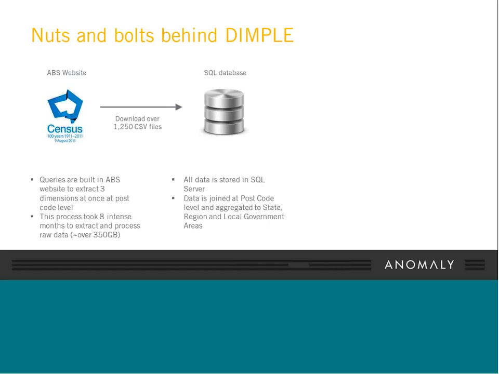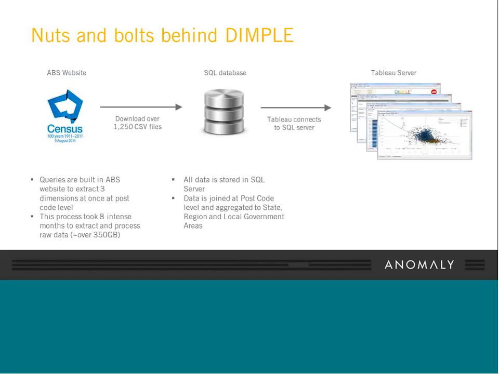Now that took about 8 months to download, to clean, and to analyze, and equates to roughly 350 gigabytes worth of raw CSV files. We then put that into our SQL server to cross-reference the information and to store it more appropriately, and to build the postcode boundary files that you saw in the example, to which we then overlaid DIMPLE as a presentation tool.